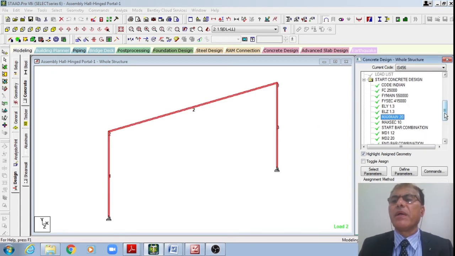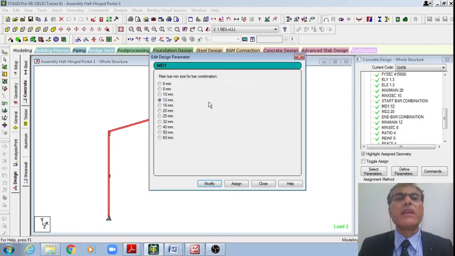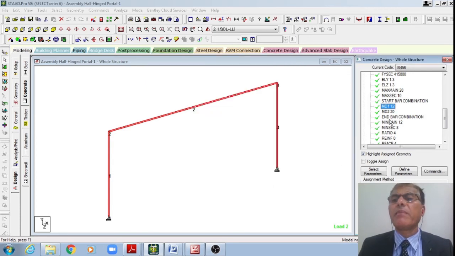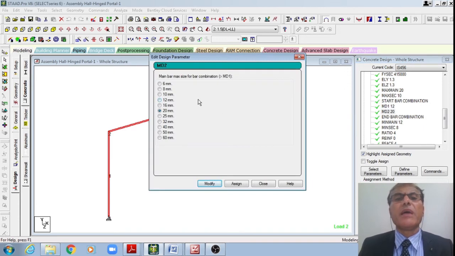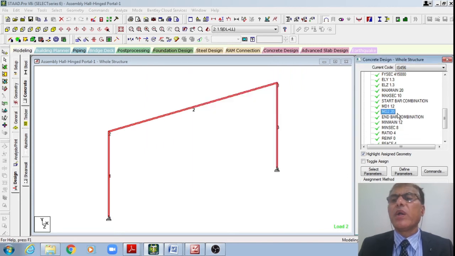I am saying the maximum main reinforcement is equal to 20 mm, and for all the members, the maximum secondary steel is equal to 10 mm, and the bar combination. For all these beams and columns, what is MD1? MD1 means the main bar, minimum diameter of this bar for the combinations. I am saying 12 mm, and similarly MD2 means main bar maximum size. I am saying maximum size, in any case not more than 20 mm. Therefore I am ending that bar combination.